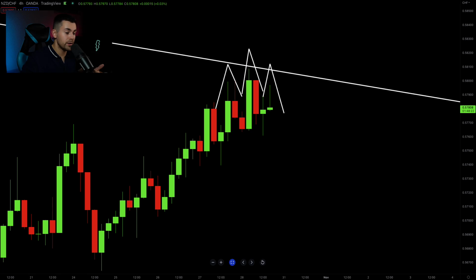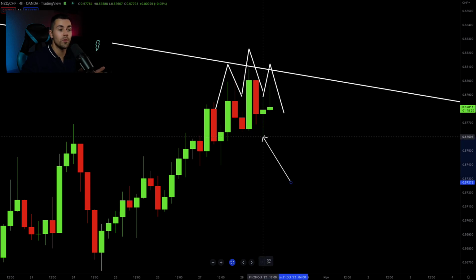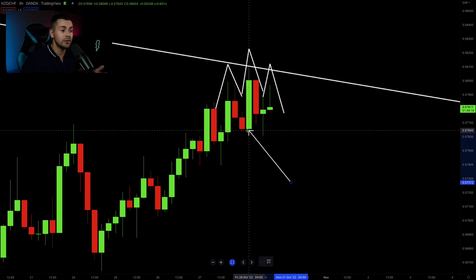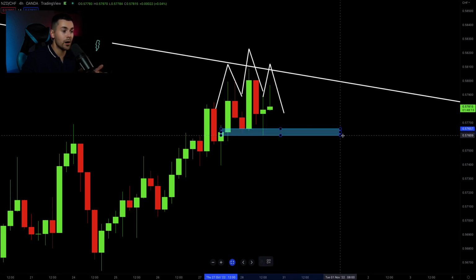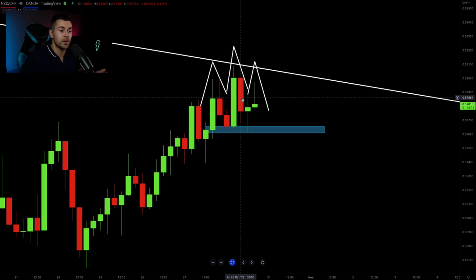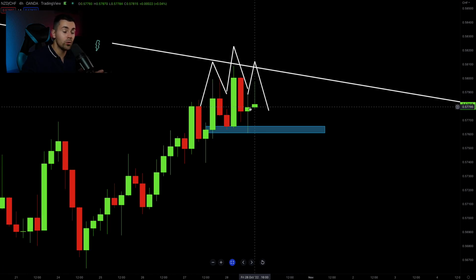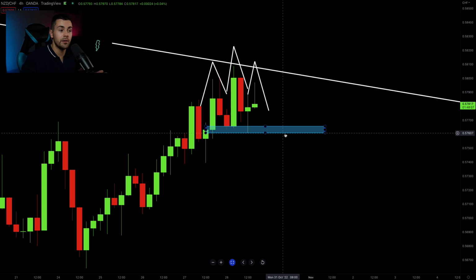The neckline of the head and shoulders pattern will be based on the lowest wick and lowest candle close. So here will be our narrow neckline. And you can see that for now the market is still trading above the neckline. The neckline is not broken.